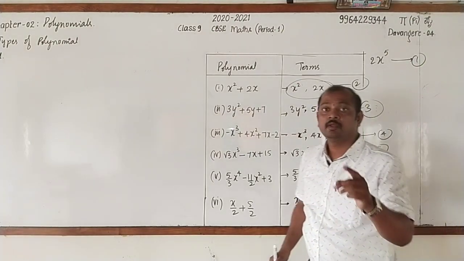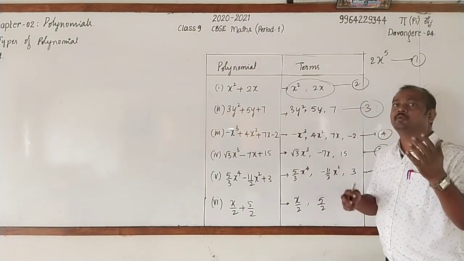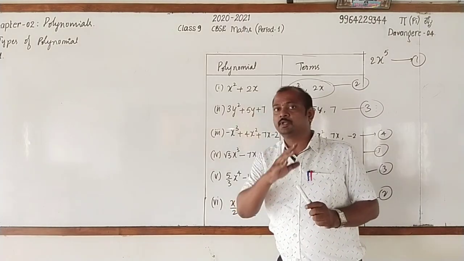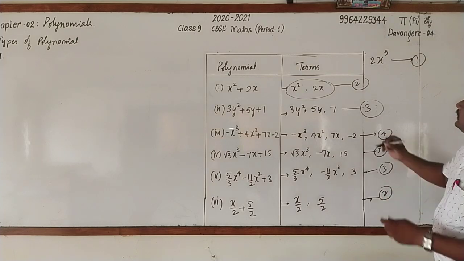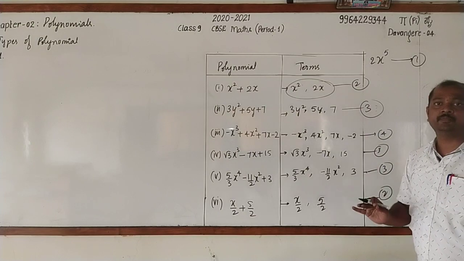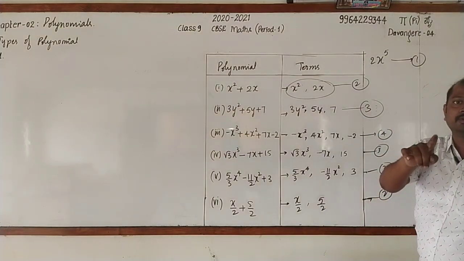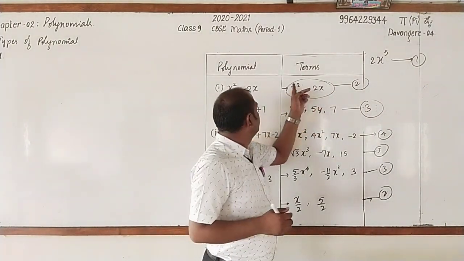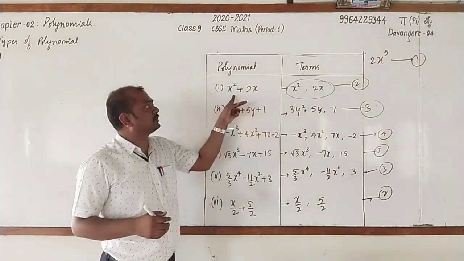Dear students, based on the number of terms involved in the polynomial, we can go for classifying them into different types. Let me tell you one by one. On the basis of number of terms, this is the polynomial having 1 term only. We call such polynomial as monomial. What is monomial? A polynomial having 1 term. And this is an example.